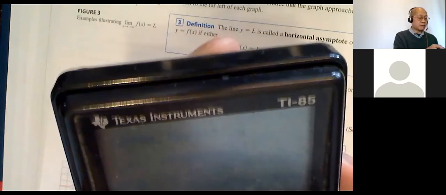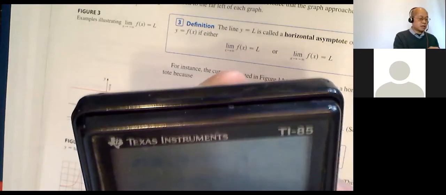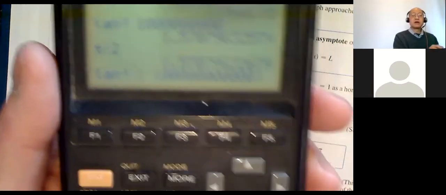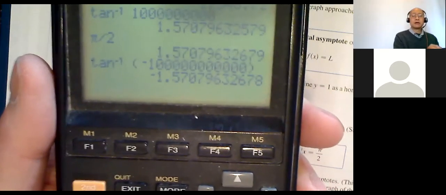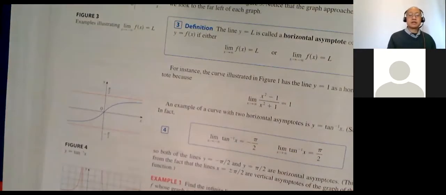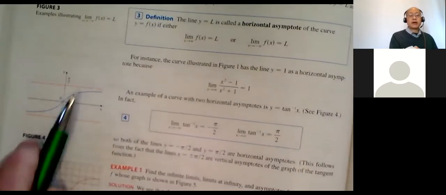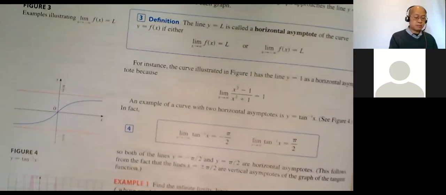Then if you do inverse tangent of a negative big number, it should be negative pi over 2. So inverse tangent of negative 1 followed by a bunch of zeros gives negative 1.57, and so on. So in some sense, if you ever forget what the limit is, you're allowed to use a calculator and just plug it in. So when x gets super big, pi over 2, on this side, negative pi over 2.